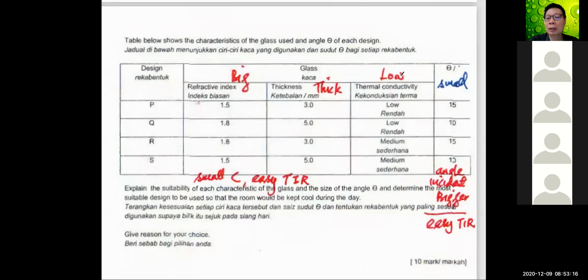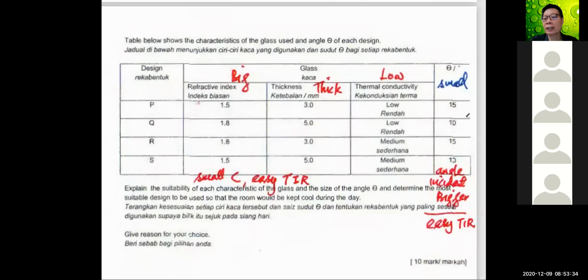Okay, the next one, thermal conductivity, conduct heat. So we choose low. We don't want the window to conduct heat. If low thermal conductivity, it means it won't conduct the heat into the room. That's good. That's what we want. We don't want the window to conduct heat.